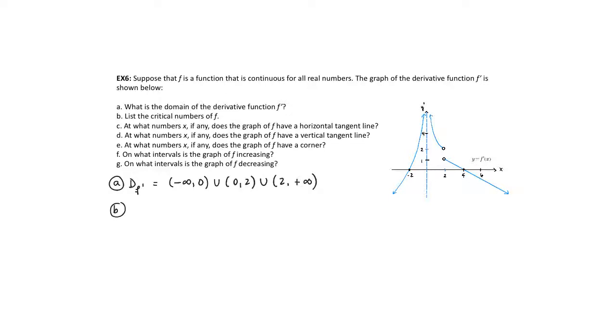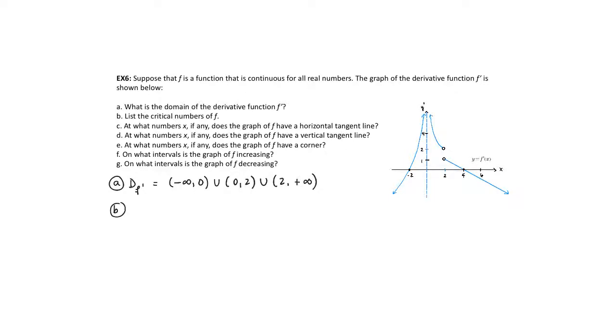Now part B. Part B is asking us to list the critical numbers of f, or in other words, the critical points. So remember that this is the derivative. The critical points take place when the derivative is equal to 0 or the derivative is undefined. The derivative is equal to 0 at x equals -2 and at x equals 4. So I know that -2 and 4 are critical points.